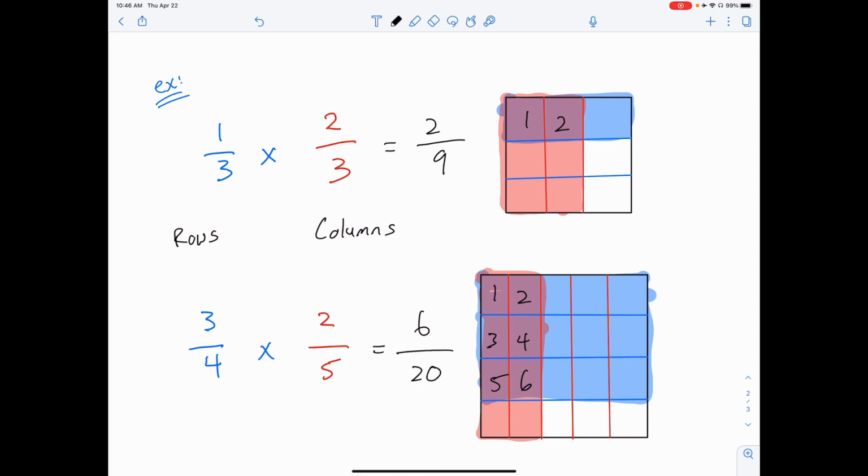So I hope this little lesson helped you understand how to draw multiplying fractions and how to get the answer using this visual method of solving.